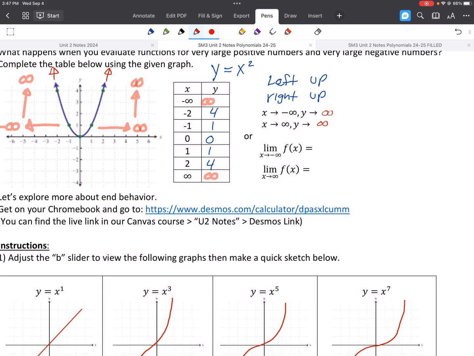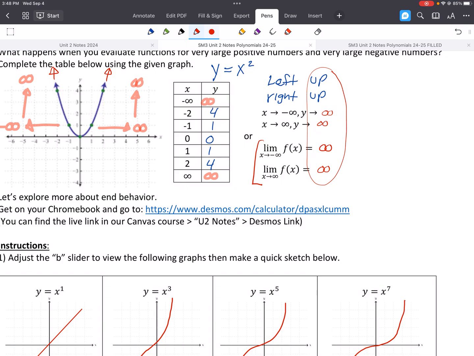Today we're going to be focusing more on writing it in what's called limit notation. The limit is just saying as x goes to negative infinity, what's happening to this function? For this example, it's going to infinity. And as the limit of x goes to infinity, the function f of x goes to infinity. So it's all kind of the same. We could say it is up, up for positive infinities.